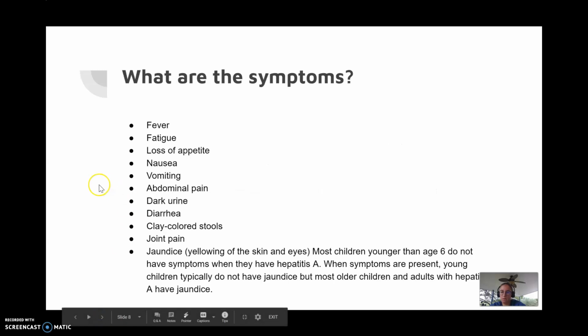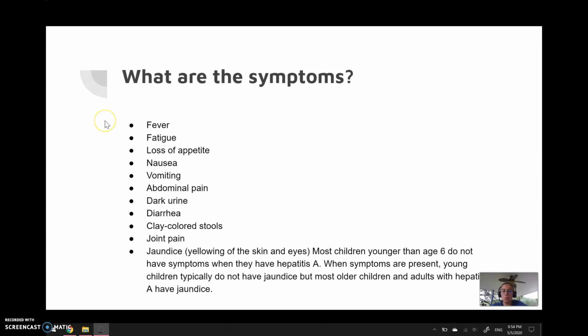What are the symptoms? Well, I know you can read, so here they are. And jaundice usually doesn't appear in young children, but older children and adults with hepatitis A can have jaundice as a symptom.